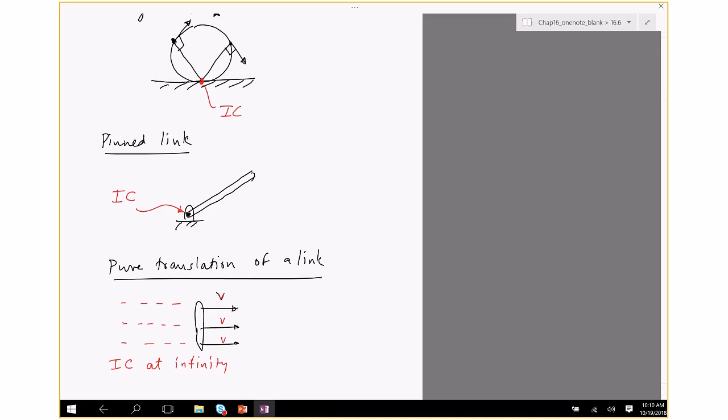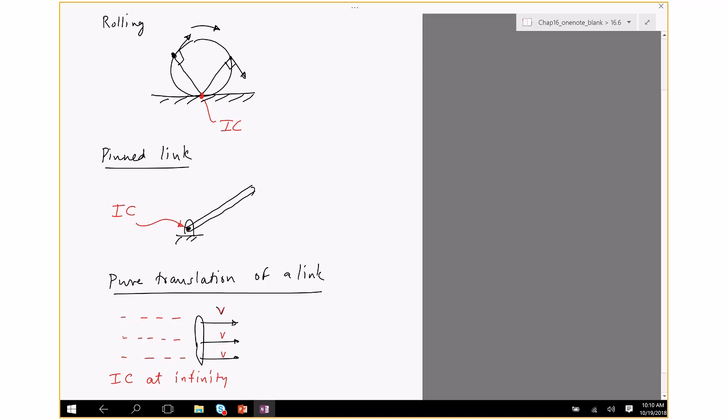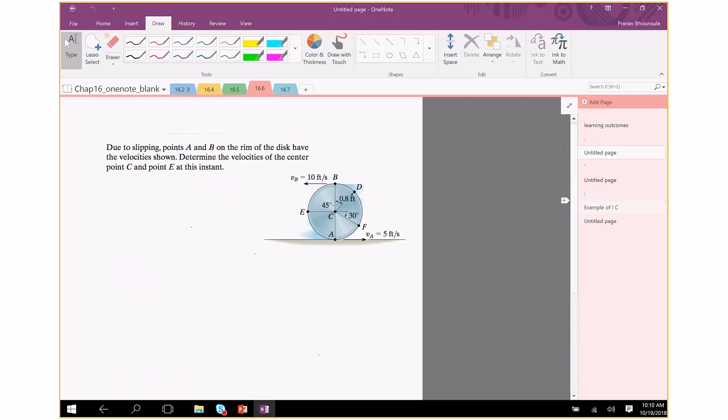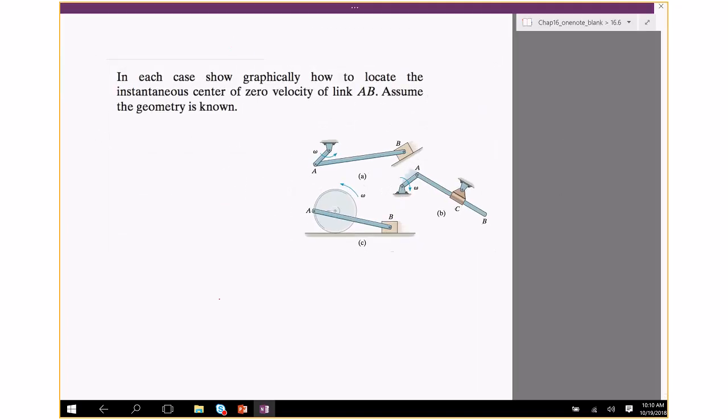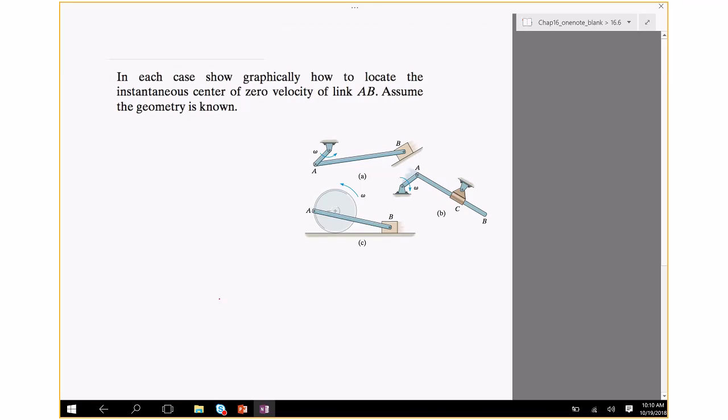Okay, so those are the easier geometries whose IC is very easy to find because there is a point whose velocity is equal to 0. Now, here are some examples you might see in the exam. In each case, show graphically how to locate the instantaneous center of zero velocity of link AB. Assume the geometry is known. Now, here's something to remember: each link has its own IC. So this link, for example, has the IC over here, right? Because that point has 0 velocity. This link has its own IC, and that's what we are asked to find.